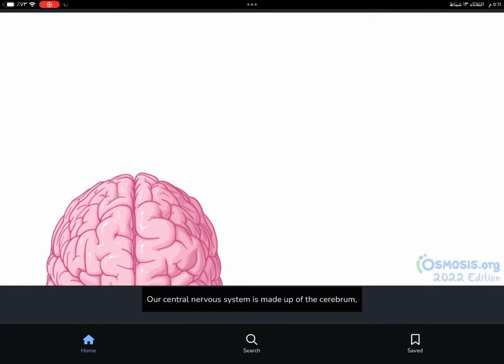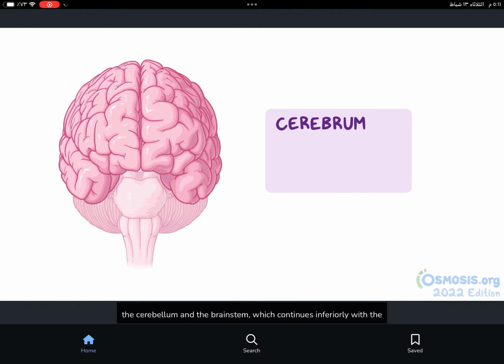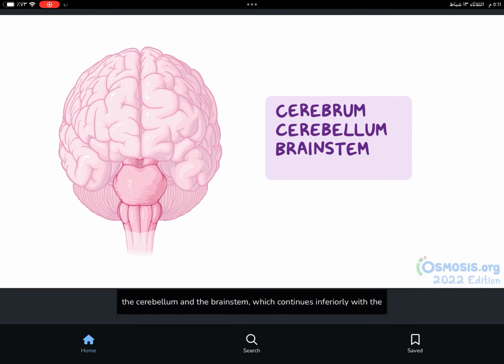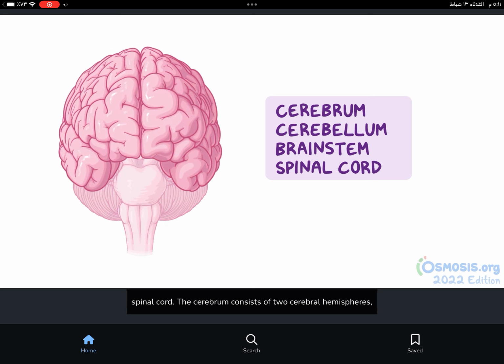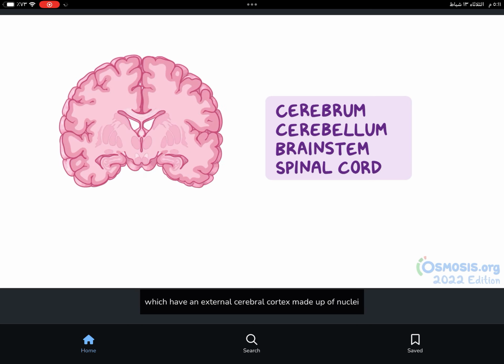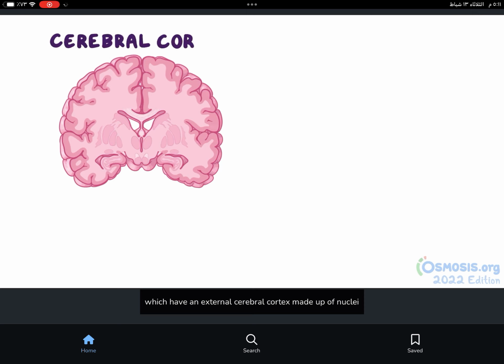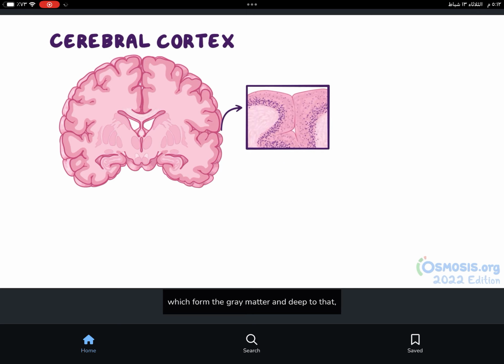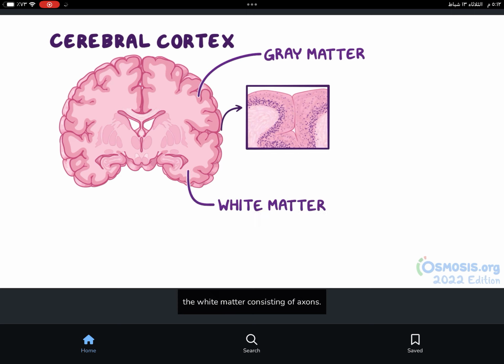Our central nervous system is made up of the cerebrum, the cerebellum, and the brainstem, which continues inferiorly with the spinal cord. The cerebrum consists of two cerebral hemispheres which have an external cerebral cortex made up of nuclei which form the gray matter, and deep to that, the white matter consisting of axons.